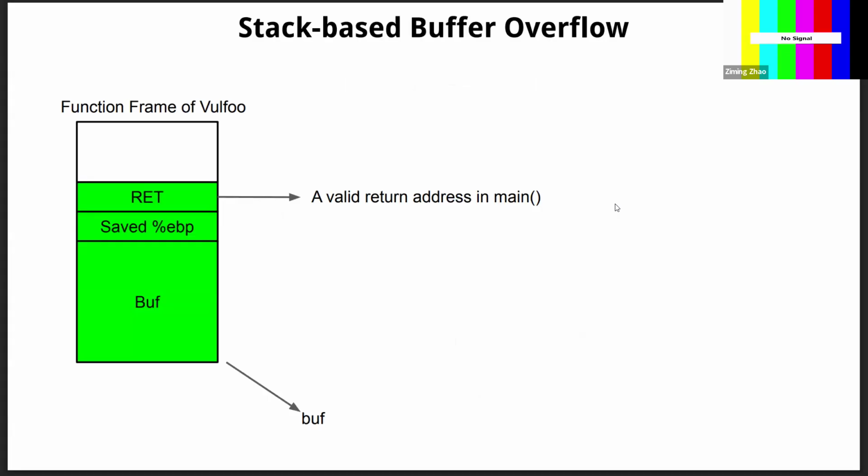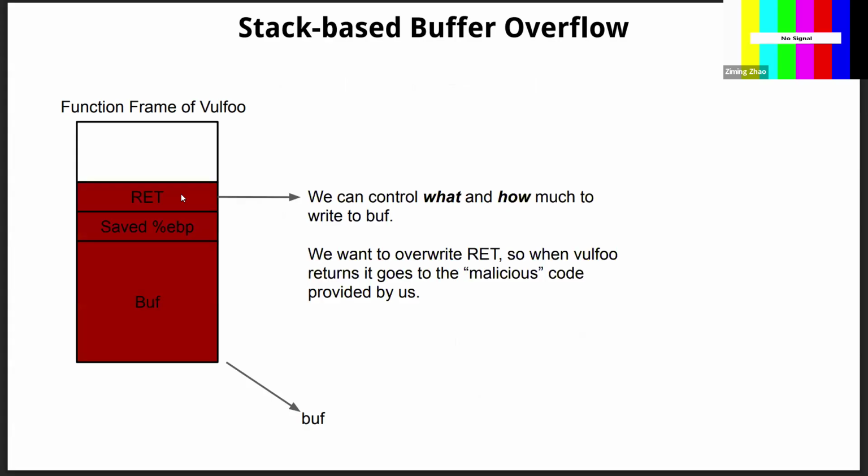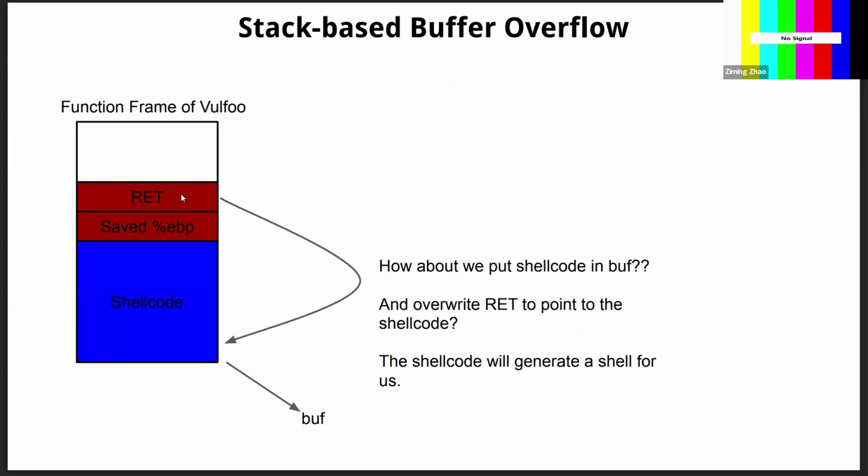Let's say the stack still looks like this. We have the buffer. We have the saved EBP. We have the return address. And we can override the whole thing. The first attack we're going to do is put our shellcode inside this buffer. Then this return address will be modified to point to this shellcode.